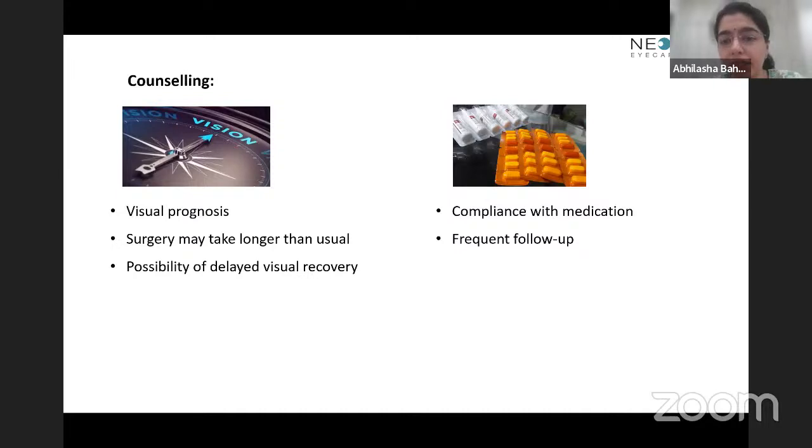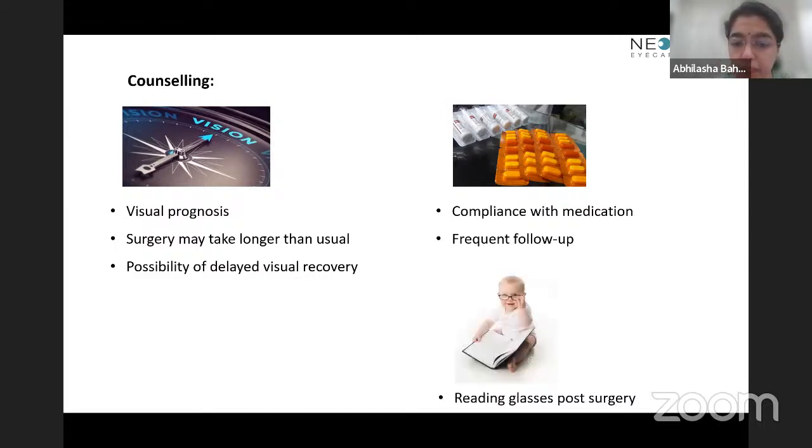Many times patients think that once cataract surgery is done, they need not take their systemic medication. So before cataract surgery, the patient has to be informed that whatever systemic treatment they've been put on will have to continue even after cataract surgery, and they need to come for frequent follow-up. Now, these patients are often young. They do not have senile cataract. They have these complicated cataracts, and they need to be informed that they'll need reading glasses post-surgery. Sometimes that comes as a surprise to these patients.